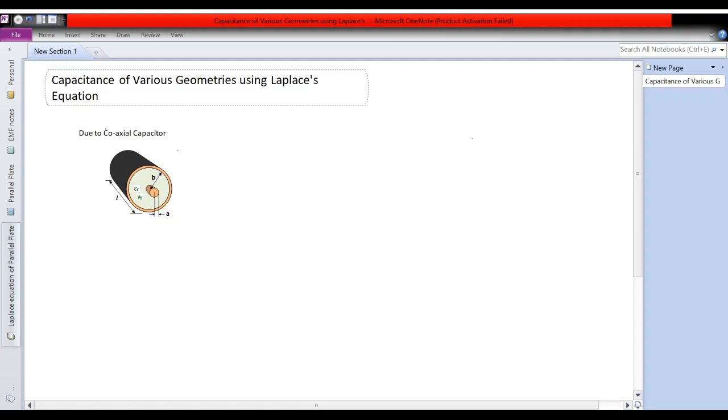Students, now you are going to learn, in the topic capacitance of various geometries using Laplace equation, how to calculate the capacitance of a coaxial capacitor. So this is a coaxial capacitor. You can see there are two rings: the inner circle with radius A, the outer circle with radius B, and the length of the coaxial cylinder is L.